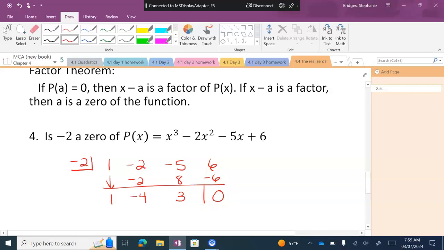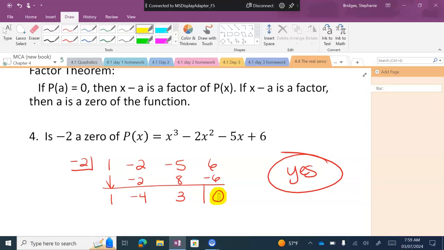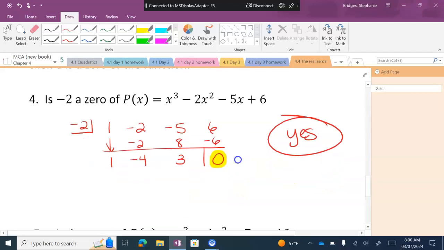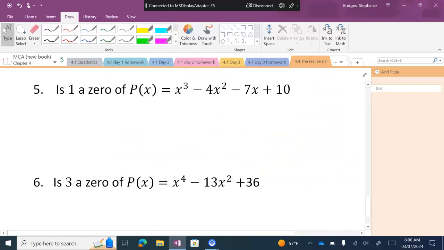So would this one be a factor or a 0? Okay, is my remainder 0? Yes. So would -2 be a factor of this polynomial? Yes. Okay. All we're looking at is the remainder. If that is not 0, your answer is no. If that is 0, your answer is yes. That's all we're answering is yes or no here on these questions. Is it a factor? Is it a 0? That means, is it a solution to this polynomial? Does everybody understand what I'm saying? Okay. Try those two. Last two.